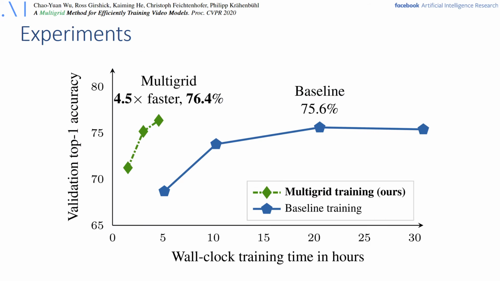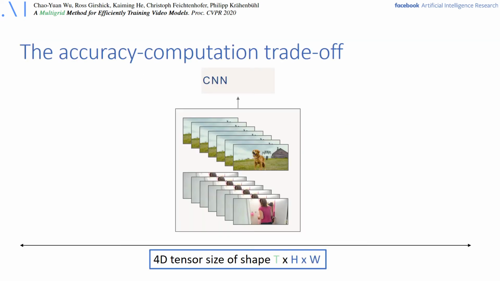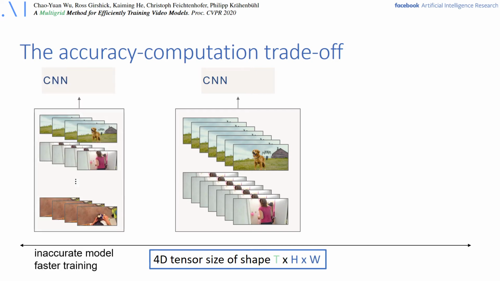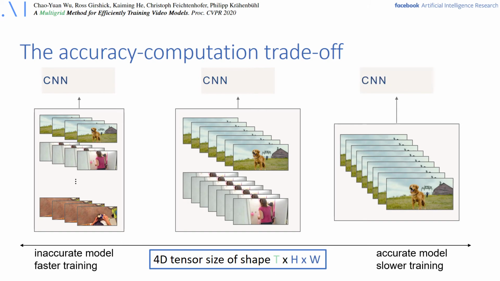The method is called Multigrid, and it allows us to decrease the training duration for training a video model such as SlowFast networks, shown in this graph, by 4.5x, which provides a slightly higher accuracy as well, of 76.4% versus the SlowFast baseline that has 75.6%. To increase the training speed, one would use small input resolution and large batch sizes, as shown here on the left. But this will result in lower accuracy compared to a large resolution input with small batch size, shown on the right.